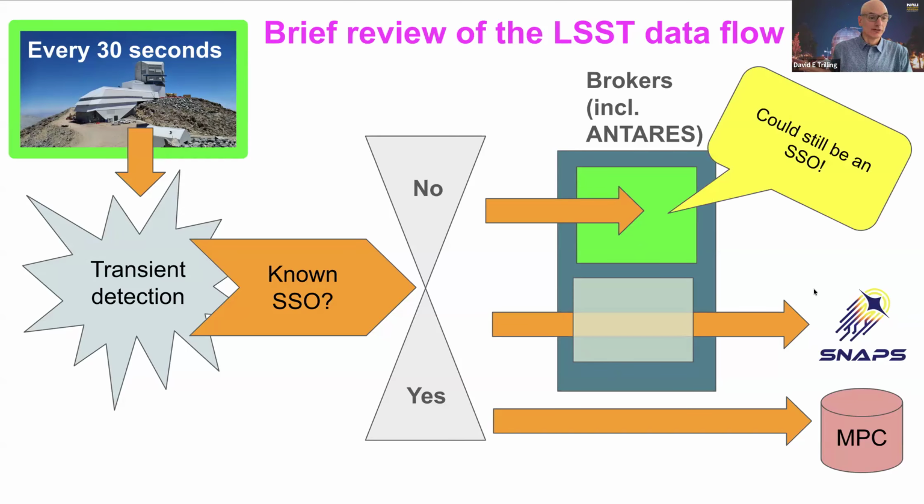I do want to just point out, just for completeness and understanding of what's in this ecosystem, that there could still be solar system objects here. They're just not known at the time of the transient detection. In fact, there certainly are solar system objects here, and we don't see them because they were not flagged as known solar system objects, so they don't come to us.